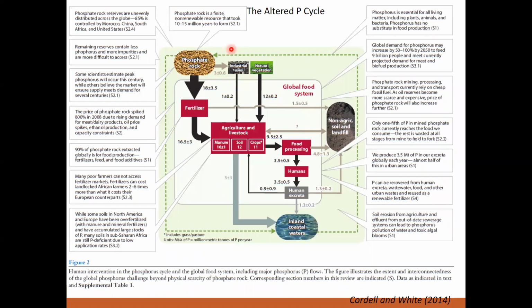I like this. I'm not going to walk through all of it, but I have the slide here so that you can read through it in your own time. But it really just highlights the specific amounts of phosphate moving through the system and what some of the problems are associated with these phosphate flows.